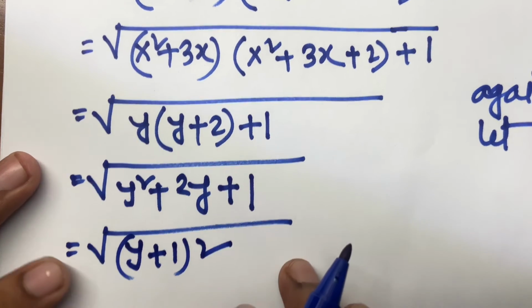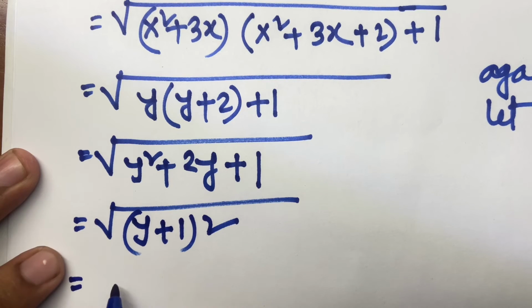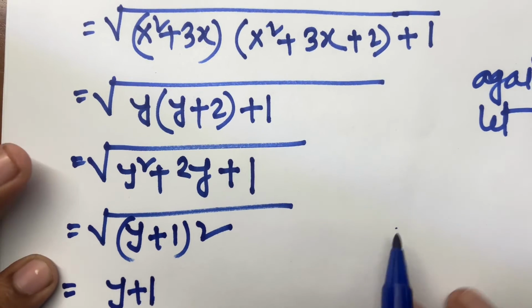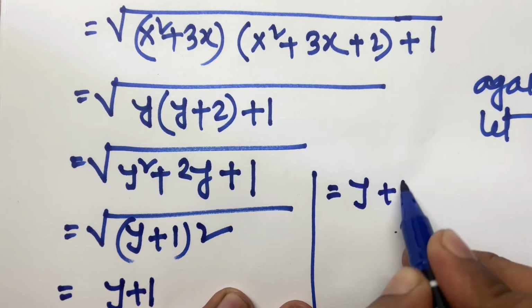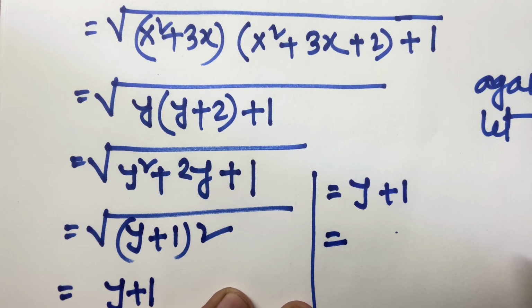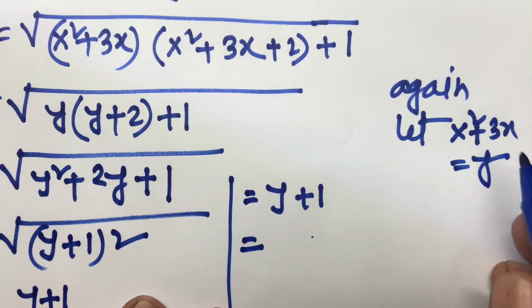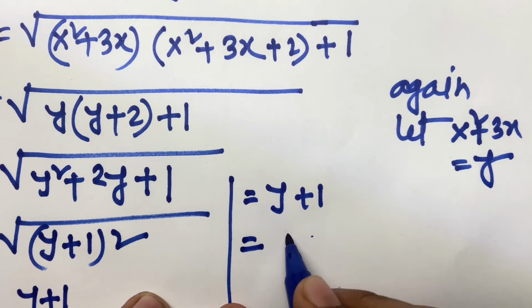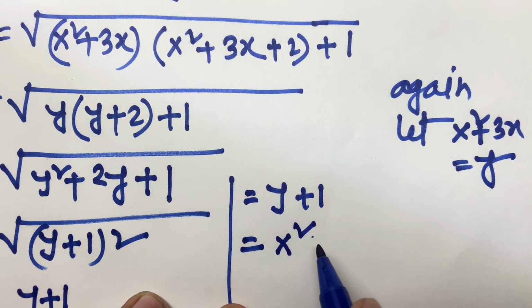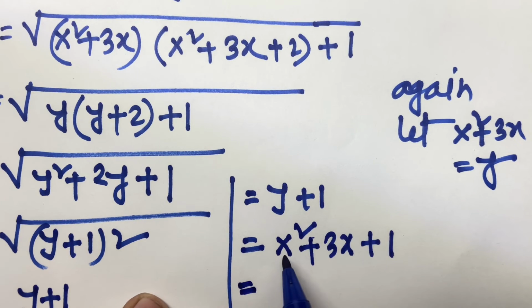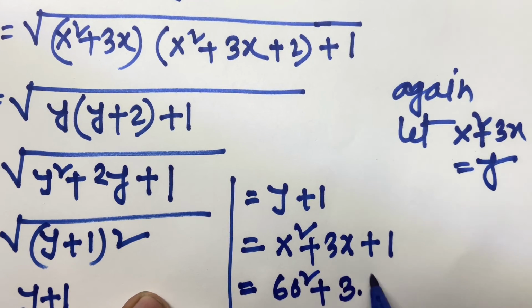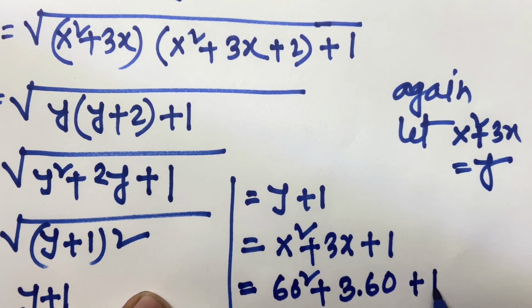Here the square root is cancelled. This time I can say easily y plus 1. Now here is y plus 1. We know that y equal to x square plus 3x. So I put this value in this line. So x square plus 3x plus 1. We know that x equal to 60. So 60 square plus 3 times 60 plus 1.